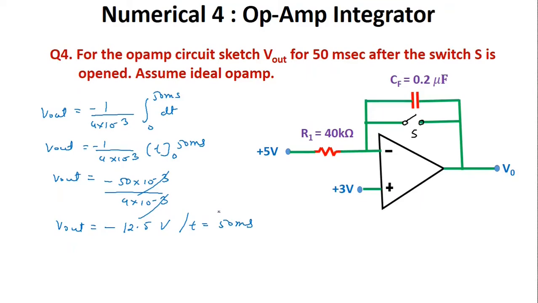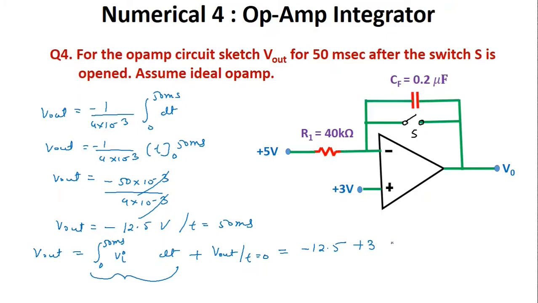Now we have to find out the total output voltage. Now the total output voltage is equal to integration from 0 to 50 milliseconds Vi dt plus the output voltage at time t is equal to 0. So this value we have already found out, it is equal to minus of 12.5, and the output voltage at time t is equal to 0 is plus 3 volt. So this will be equal to plus 3 here, which is equal to minus of 9.5 volt.